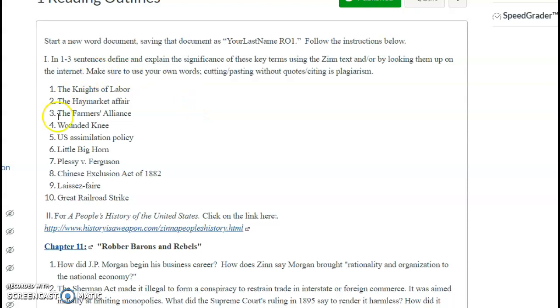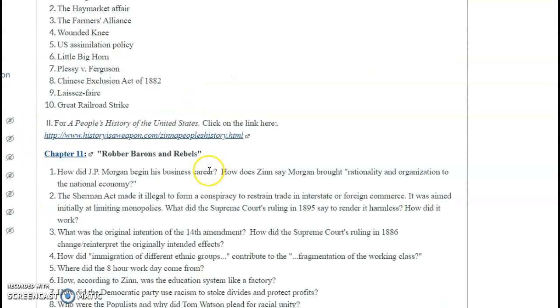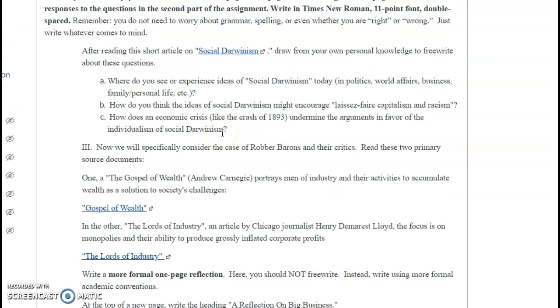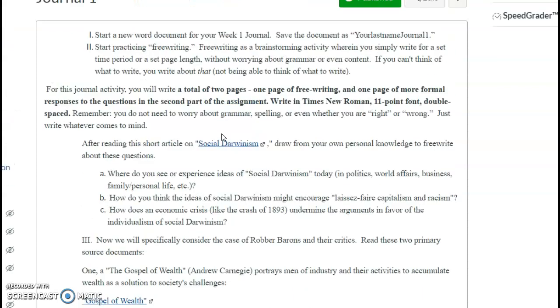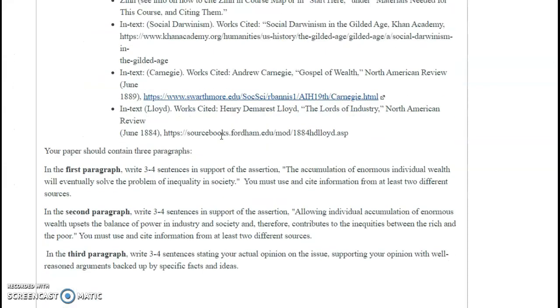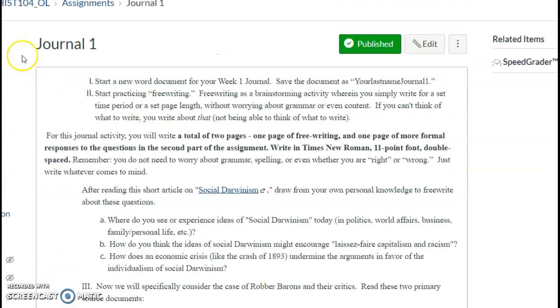So I'll just click over into the reading outlines. There are some terms I want you to look up and define. Then you are to read chapter 11 of Howard Zinn's book, A People's History of the United States, available at this link, and answer these questions. So that's due. Also due is journal 1. And I again just want to point out to you that journal 1 has additional readings in it. So you will need to do these other readings and follow these instructions. So that's a little bit about what's due in week 1.